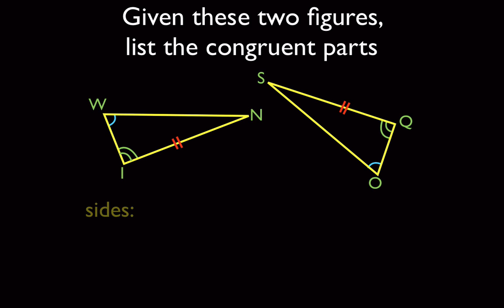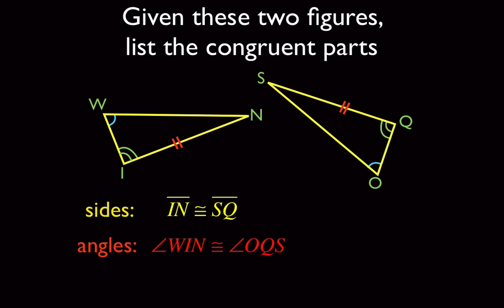Okay, so in this case, the sides that are congruent are IN and SQ, and since that's the only side that's labeled, even though they look the same, you cannot call them the same. You have to be given the information. Moving along to angles, in this case I have two angles, WIN, which is the double green angle, and OQS, which is again the other double green angle, are equivalent, and angle IWN and QOS are also equivalent, which is the single blue angle.